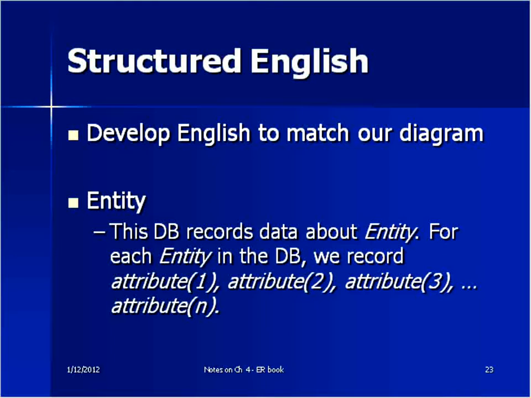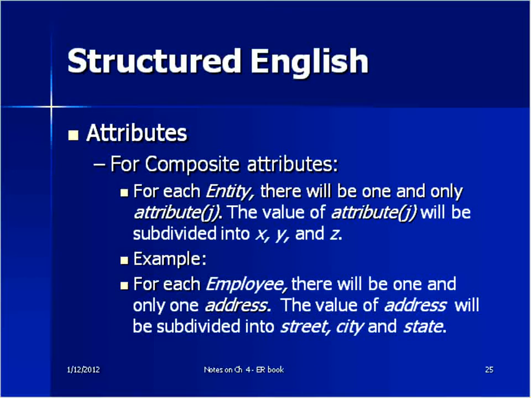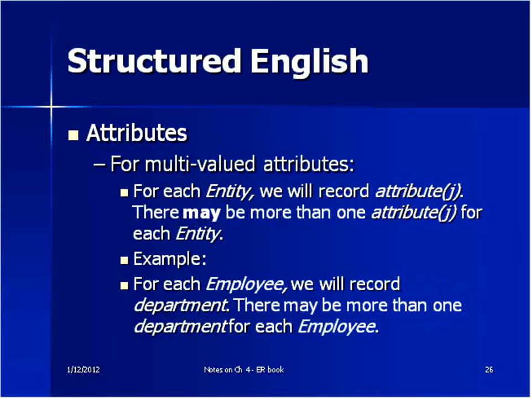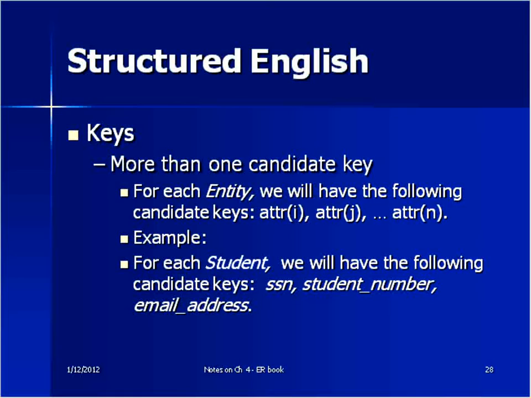Okay, and in the next few slides I talk about the structured English and what would be a good way to write out what the entities are. On slide 24, I write out what the attributes are, and I give you a sample English of how you would write what the attributes are. Then we talk about how you write the composite attributes, how to write the multi-valued attributes, and I show how to write each one of those attributes. Then come the derived attributes. Then on slide 28, I show you how to write the keys.